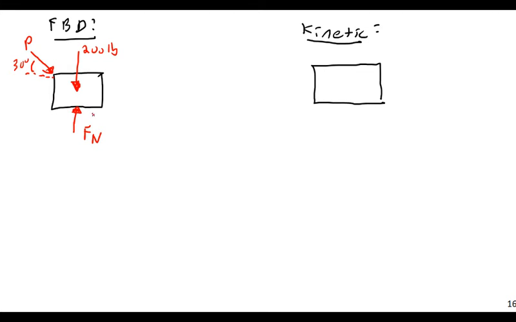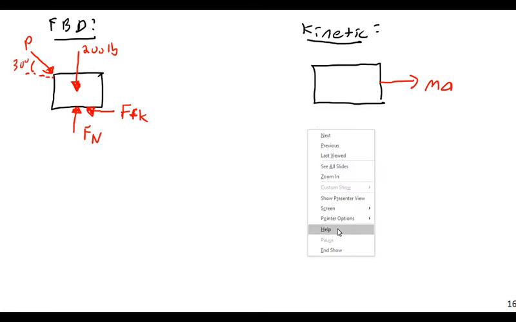And then the frictional force opposing the motion. Say force of friction. I like to call it F sub k, force of friction kinetic. But you can choose whatever variable suits your fancy. And then here, I'm going to have my inertial force, ma.